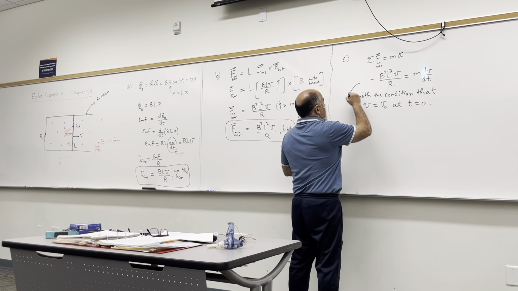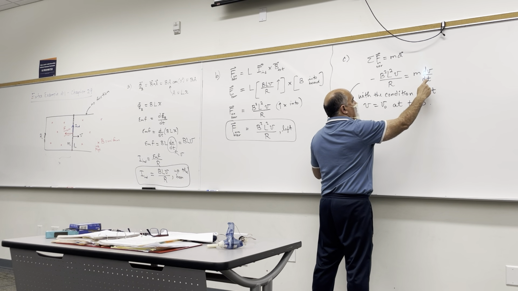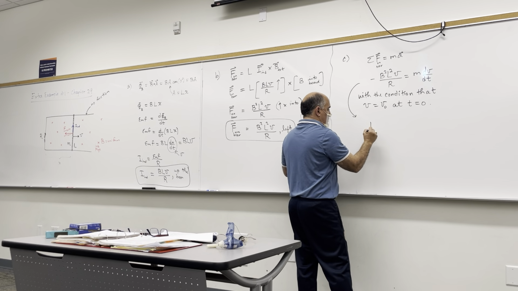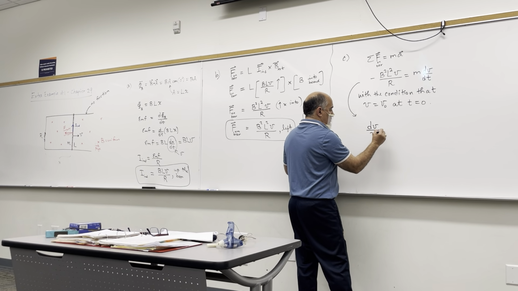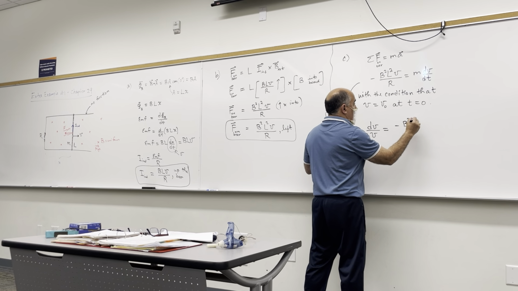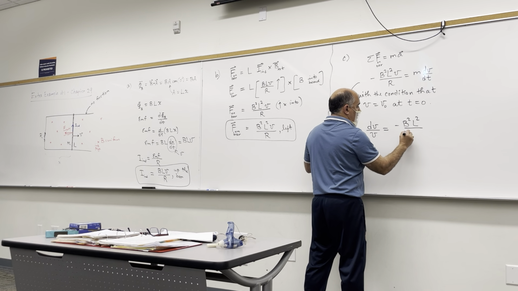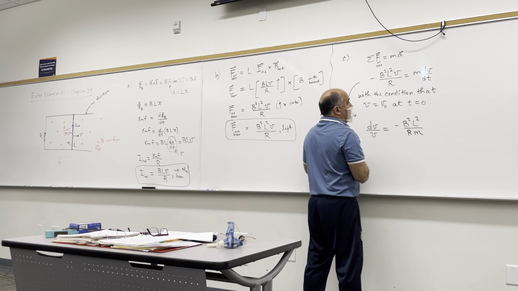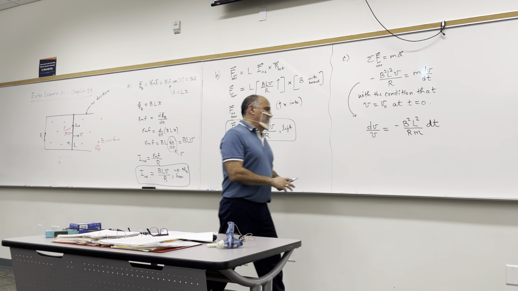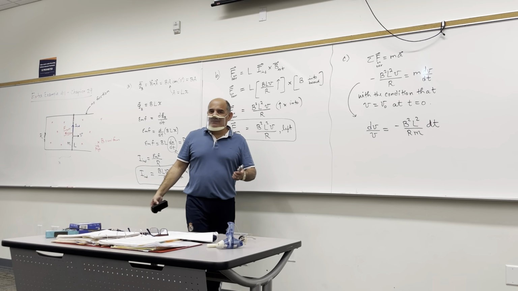So what I'm going to do is bring the v down here so that I have dv over v, and I'm going to keep the minus b squared L squared over r m, dt. r m looks weird, maybe m r is better. It's just a matter of taste.